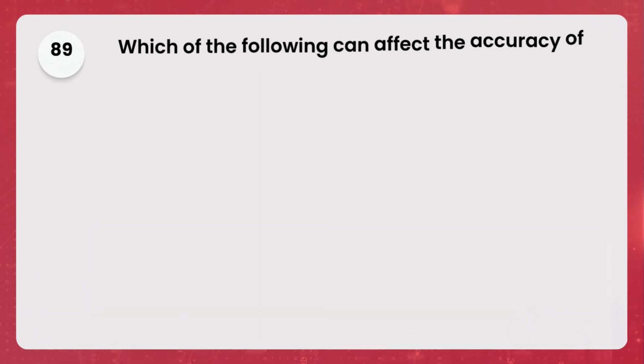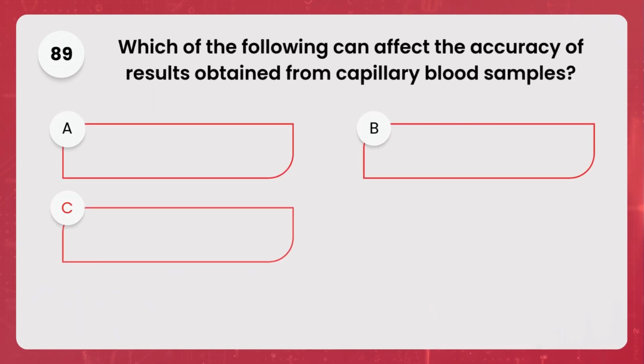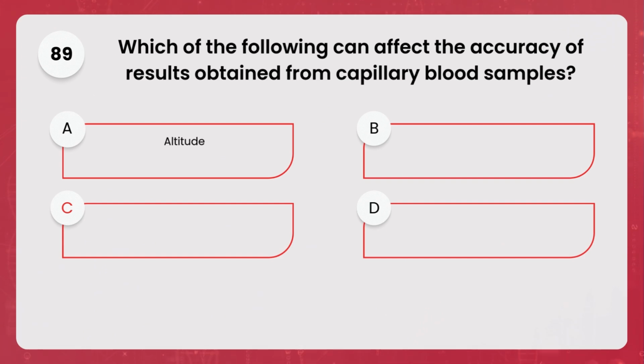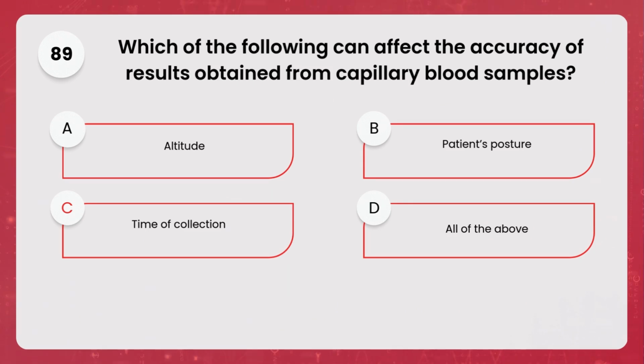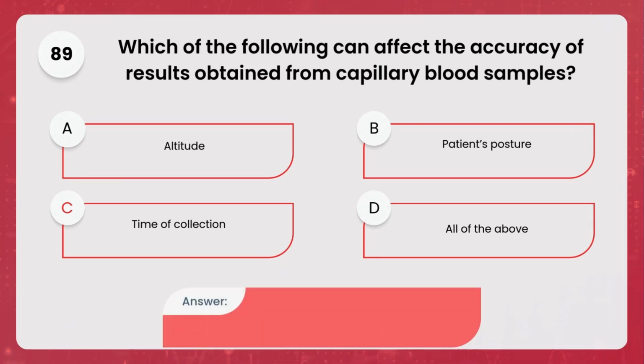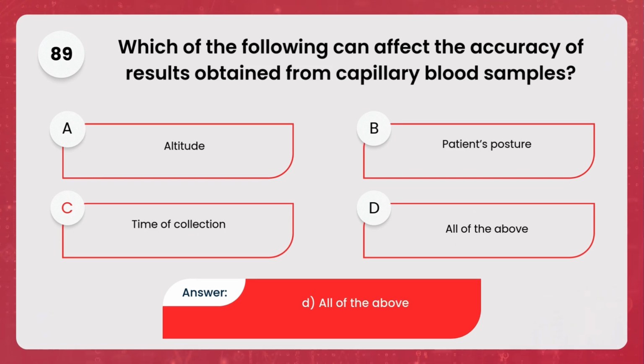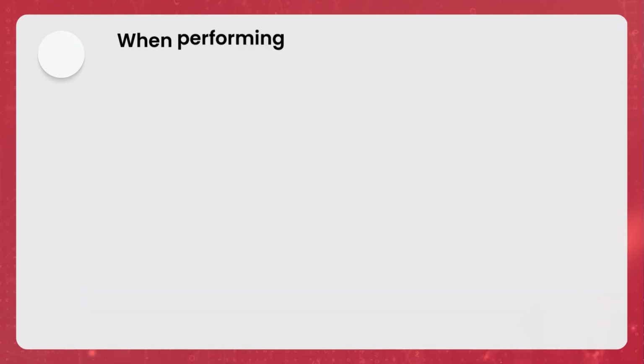Number 89. Which of the following can affect the accuracy of results obtained from capillary blood samples? A. Altitude. B. Patient's posture. C. Time of collection. Or D. All of the above. The answer is D. All of the above.